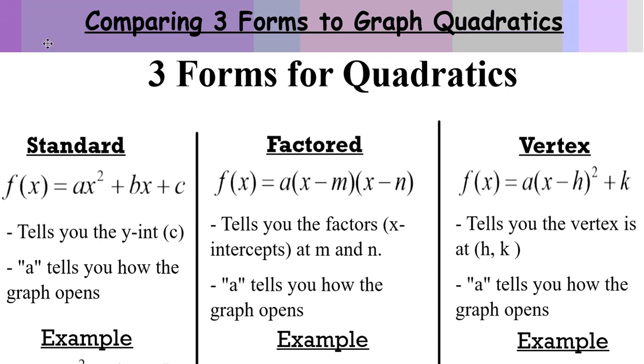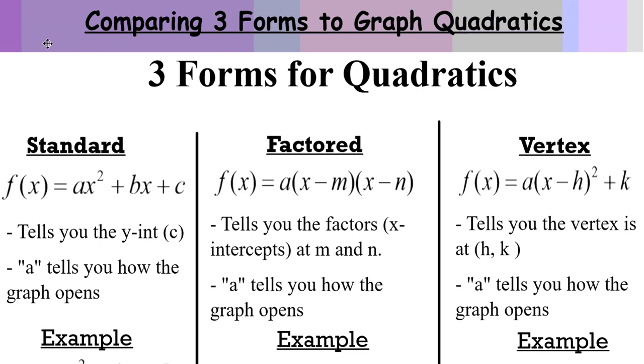Hello, this is kind of an overview or a summary day of the three forms for graphing quadratics. Just as lines had different forms for graphing them, you had slope-intercept form, y equals mx plus b. You had point-slope form that communicated to you a point, not necessarily the y-intercept, and the slope. Quadratics have the same feature.